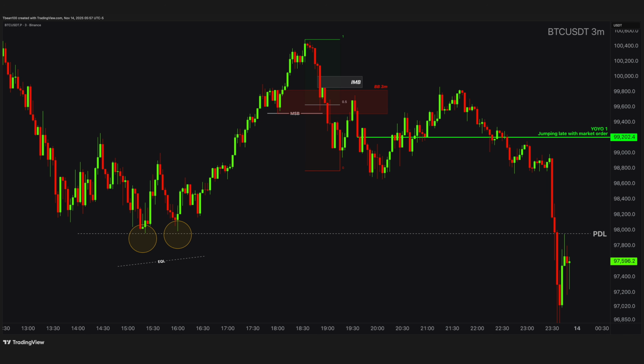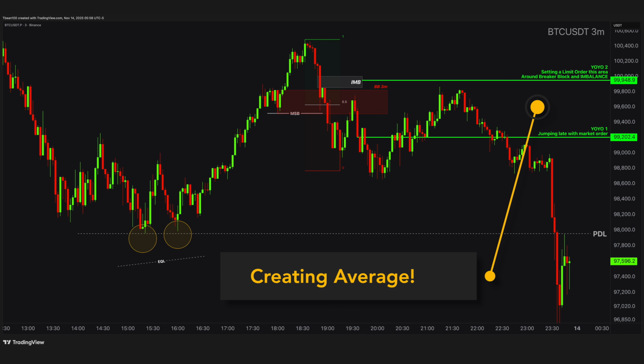Now, for your second order, you place a limit order at a key strategic level, which would be that inner imbalance area right above the breaker block and inside the discount zone of the premium to discount range. Now, with this style of trading, you never end up missing a trade. And in the worst case scenario, you just create an average entry.